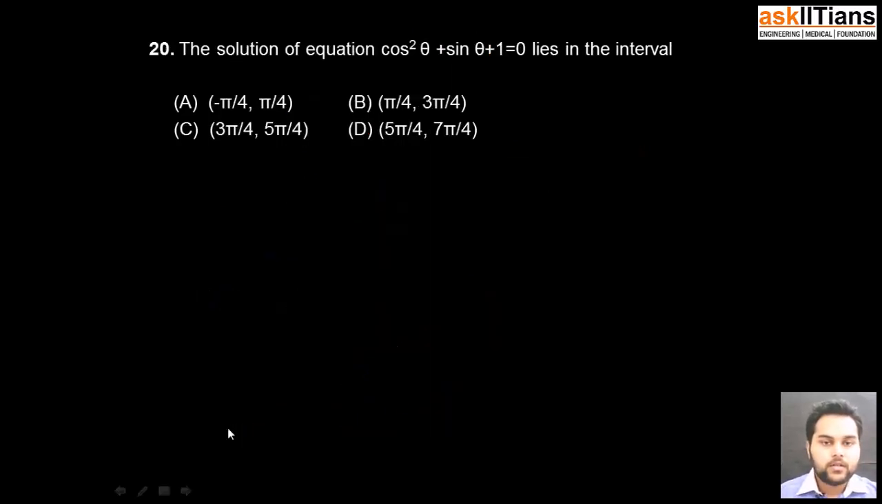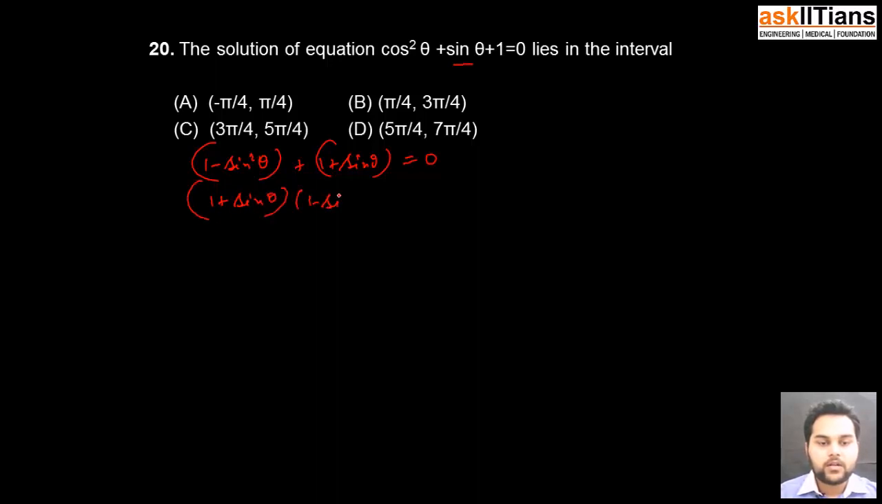Next question is cos square theta plus sin theta plus 1 is equal to 0. Mind it, it's not sin square theta, it's just sin theta. So I'll rewrite cos square theta as 1 minus sin square theta plus 1 plus sin theta is equal to 0. Now it is of the form of a square minus b square. Let's write it as a plus b and a minus b, plus 1 plus sin theta is equal to 0.